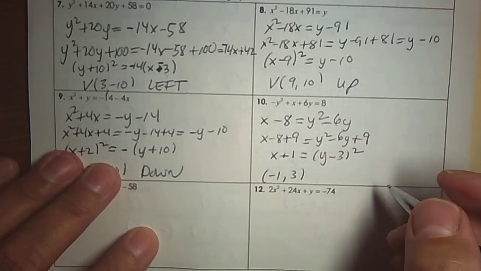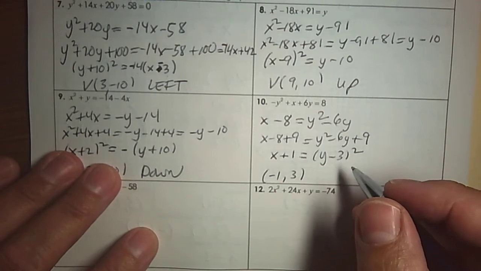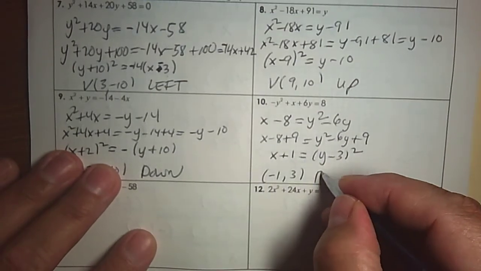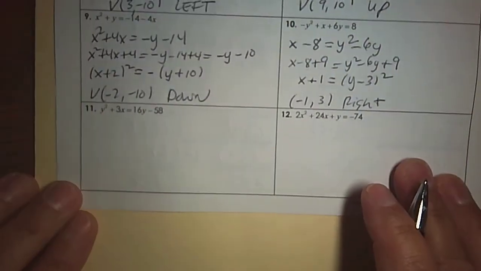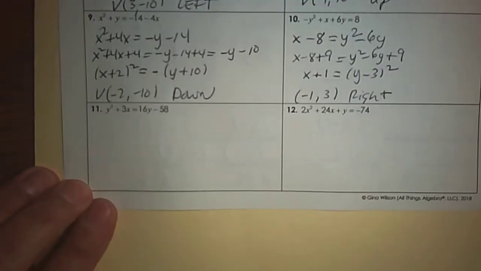What direction does it open? Look carefully. Y is squared, positive. It opens up to the right. Two more. Okay, press pause. You, then me.